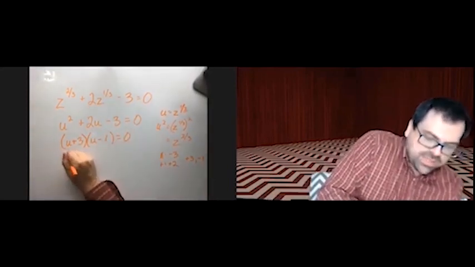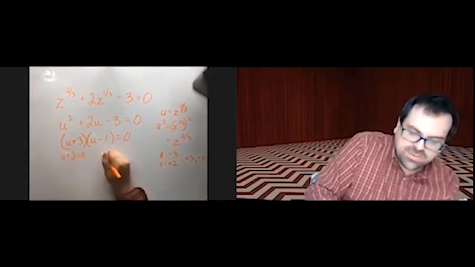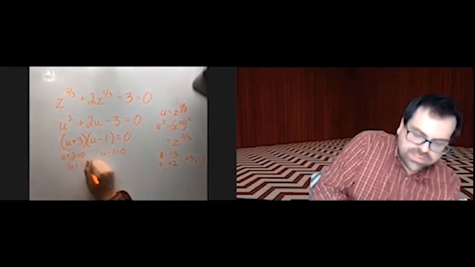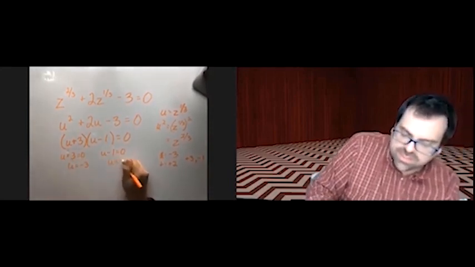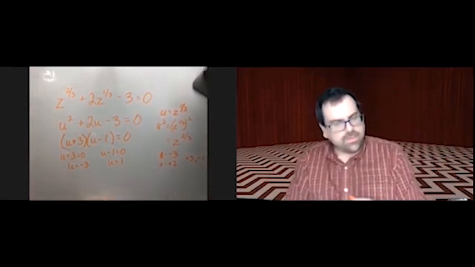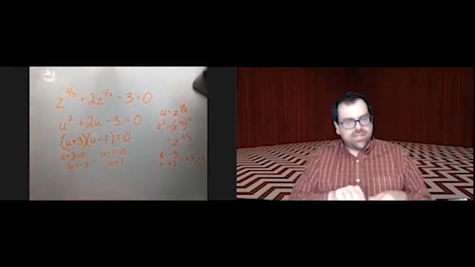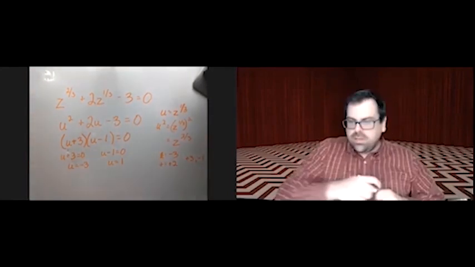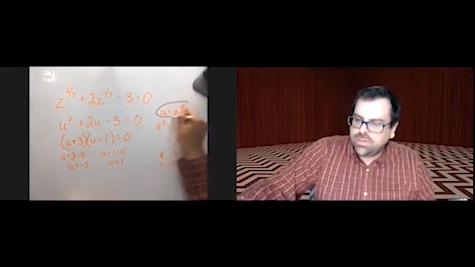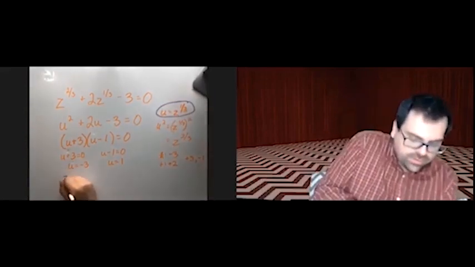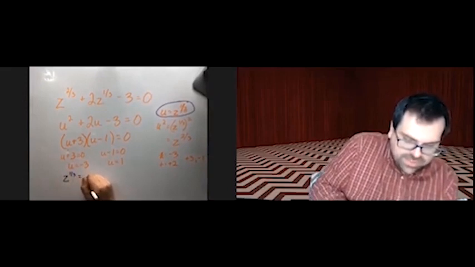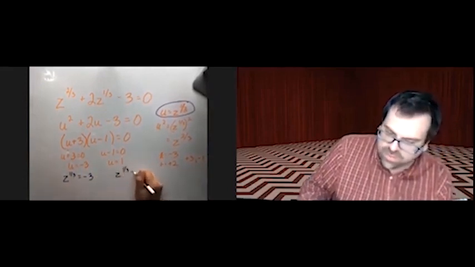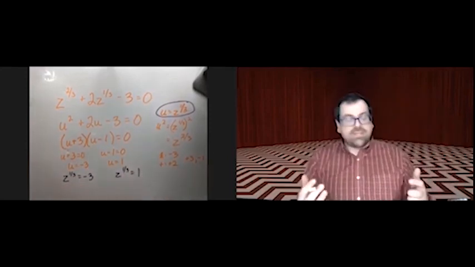Which means u plus 3 equals 0, u minus 1 equals 0. U equals negative 3, u equals positive 1. But we're not done. These are u's. U is z to the 1/3. Z to the 1/3 equals negative 3. Z to the 1/3 equals positive 1. How do we solve these?